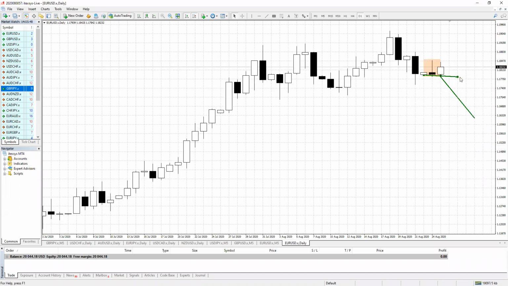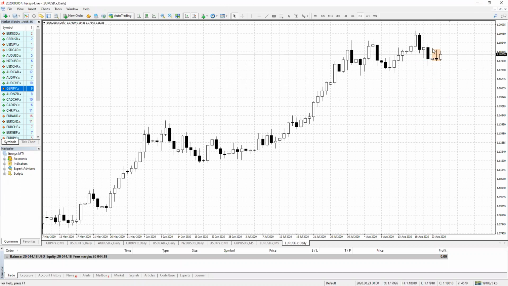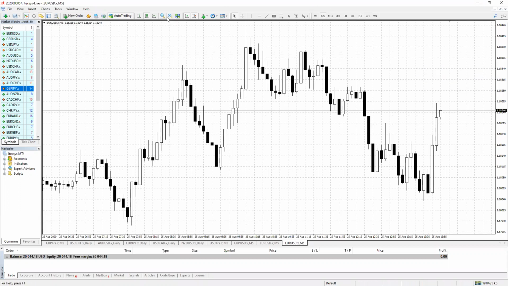Let's go to smaller chart time frames. Let's see if we find something. Let's go to the 5-minute chart. Let me show you the trades I took before.